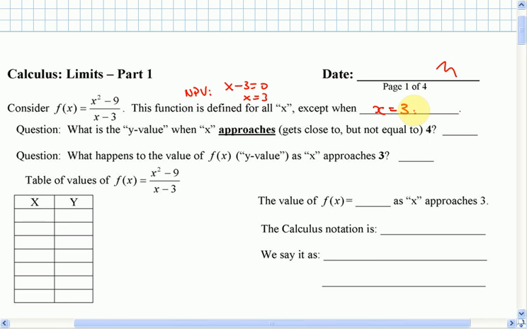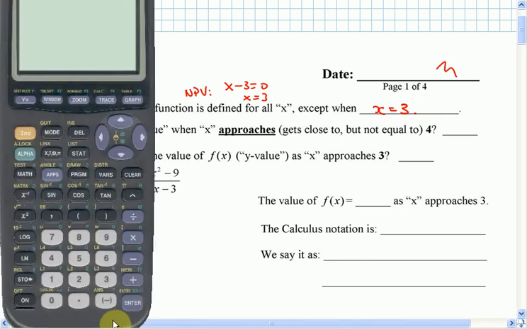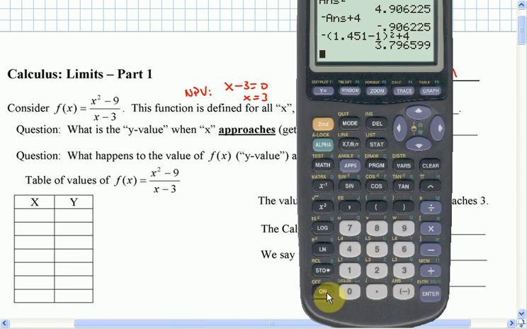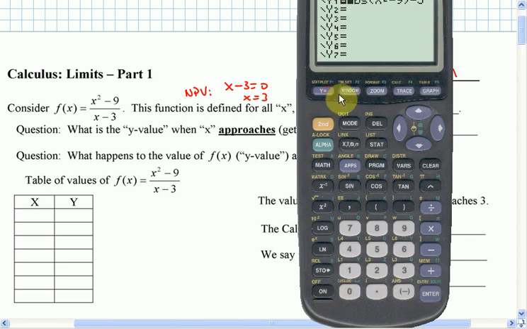Okay. Now, the question I have for you is, what is the y value when x approaches 4? So I'm not saying equals, but approaches, meaning getting closer and closer to, but not equal to the number 4. Well, we can do this on a graph if we want. I'm going to ask you to bring out your graphing calculator. Let's go ahead and actually graph out this function. Y equals, put a bracket around this, x squared minus 9 divided by x minus 3. Okay? I'd like you to graph.